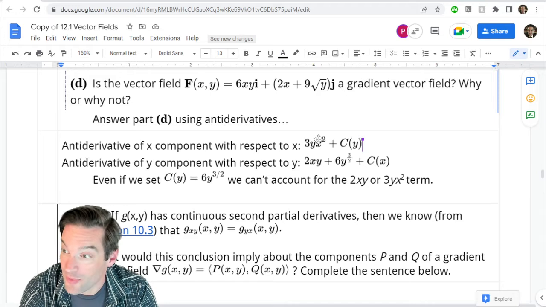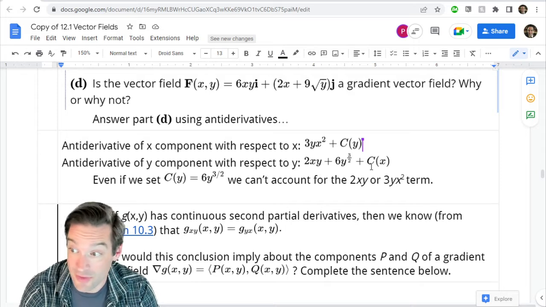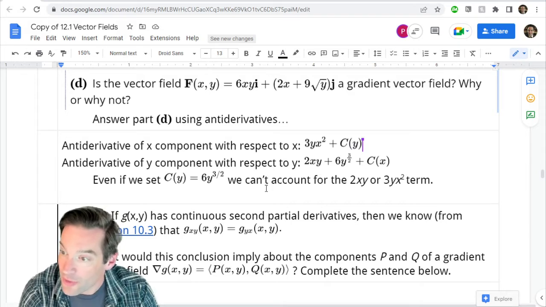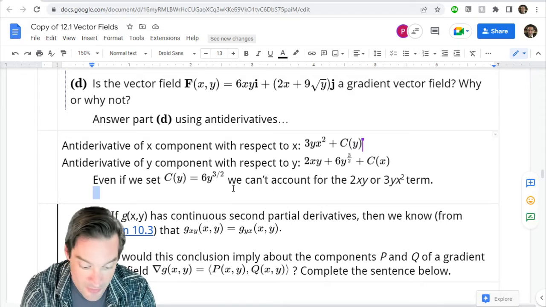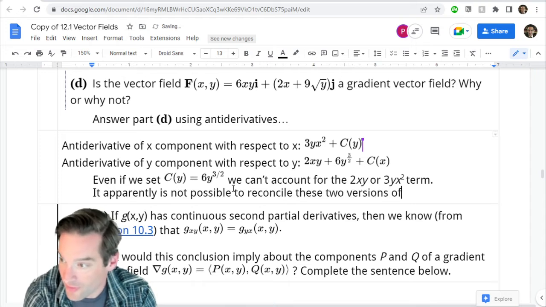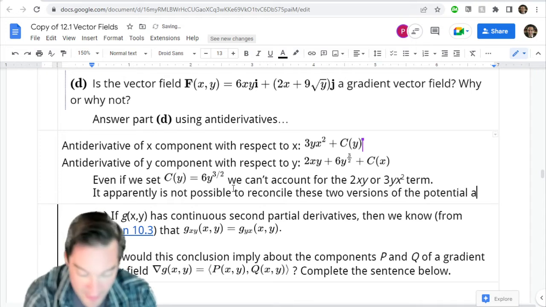And both of these terms that have x's and y's in them aren't accounted for in the other version of this antiderivative. So there's no way to match up the 3yx squared with some constant that depends only on x, for example, or vice versa for the 2xy. We can't match that up with a constant that depends on y only. So there is no way to reconcile these two. It apparently is not possible to reconcile these two versions of the potential antiderivative.